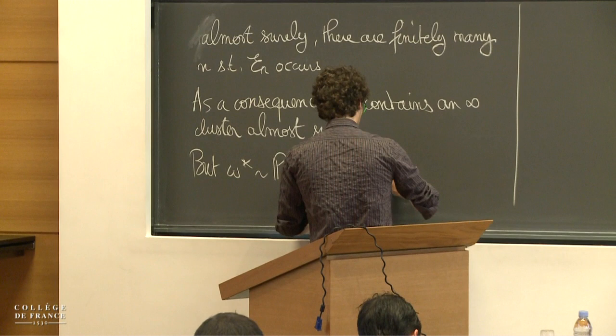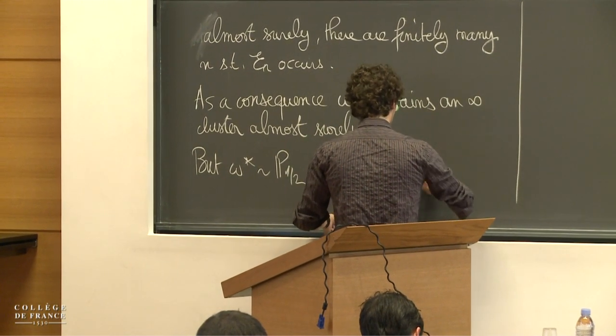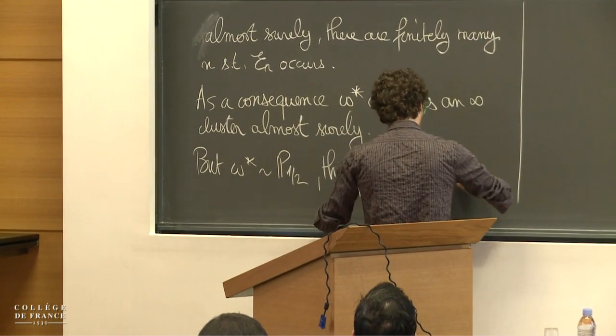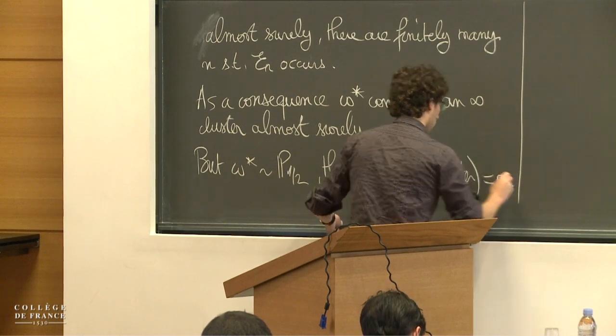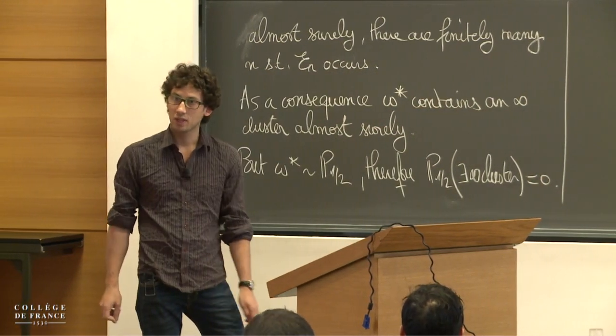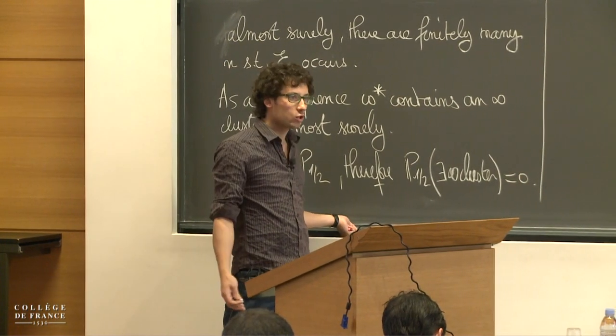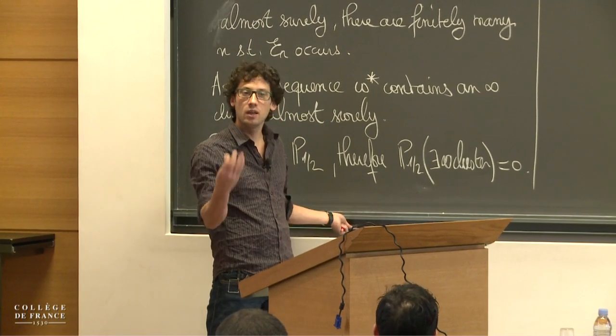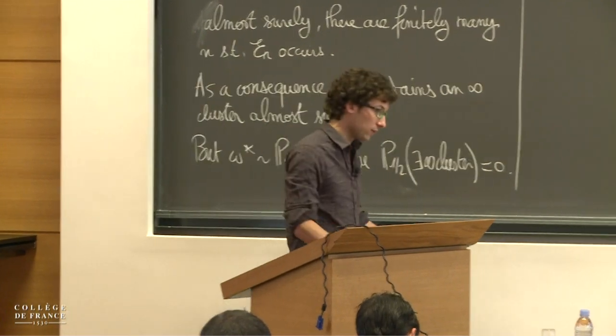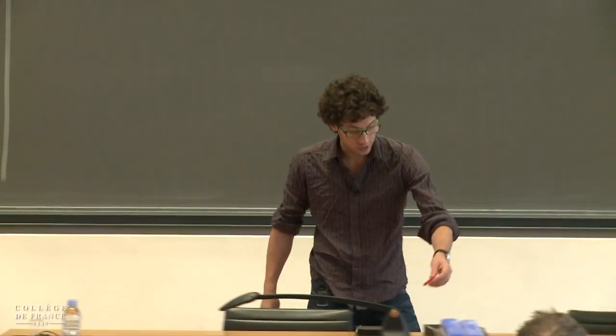Therefore, the probability at 1/2 of existence of an infinite cluster is 0. So I have a contradiction. Okay? So once you have exponential decay, it's in fact easy to prove this inequality.